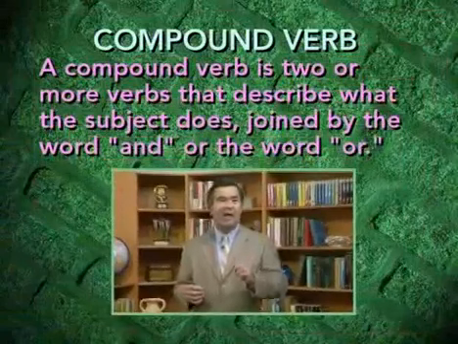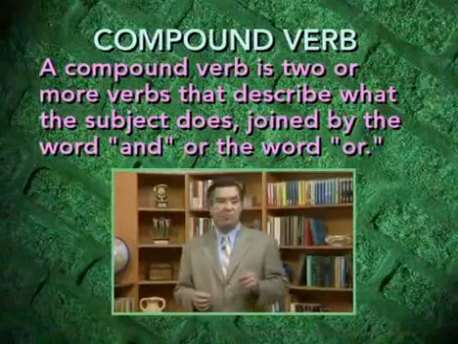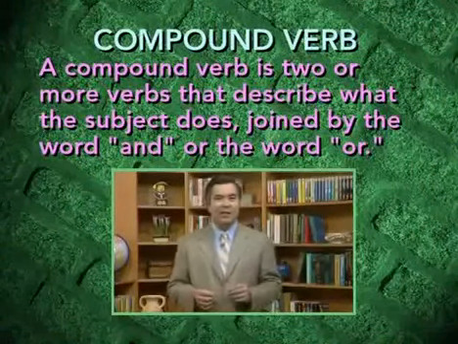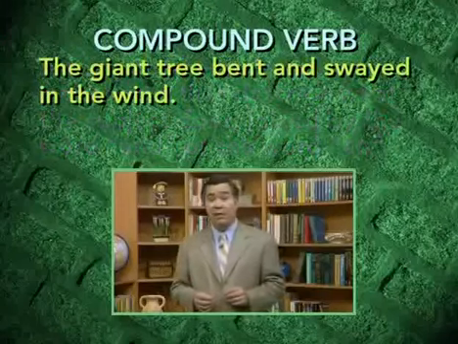Just as a subject can be compound, a verb can also be compound. When a subject is compound, it means that there are two or more things that are acting together in the sentence. Can you guess what a compound verb would be? Well, that's when you have a subject which is doing two or more things. A compound verb is two or more verbs that describe what the subject does. Again, joined by the word "and" or "or." Here's an example. The giant tree bent and swayed in the wind.